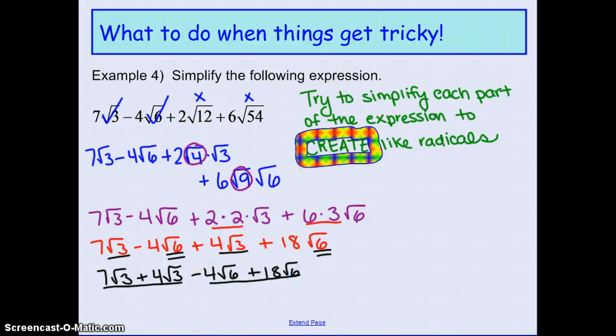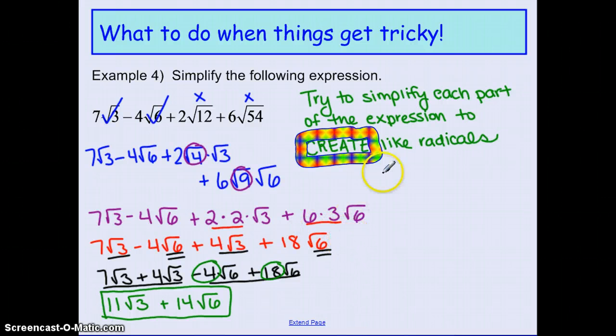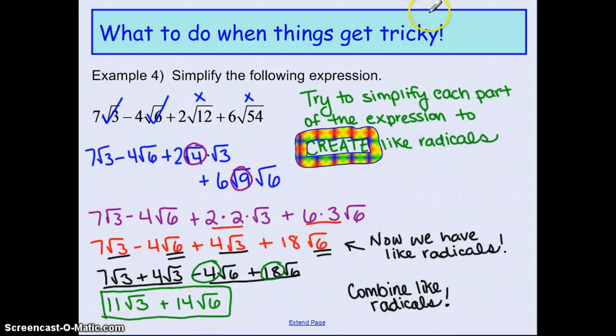And when we do that, we're going to get, for our final answer, 7 plus 4 is 11. So 11 radical 3. And then negative 4 and positive 18 makes 14, plus 14 radical 6. And now we have simplified this a great deal. We only have 2 parts. They each have their own radical, and we can't simplify anymore. So what we did was we created like radicals right here, and then we combined like terms. So remember, the key here is simplifying each part of the original expression, because it often will create like radicals that you can add together.